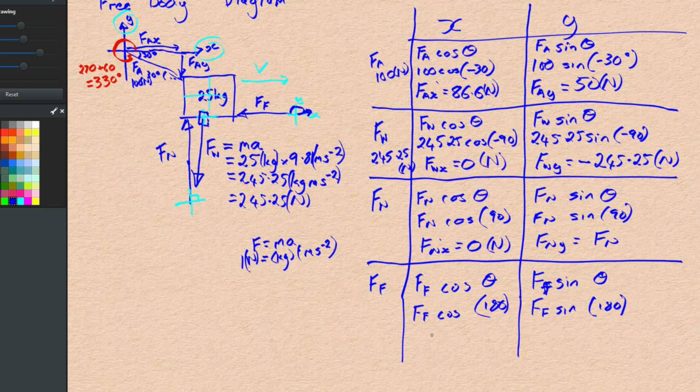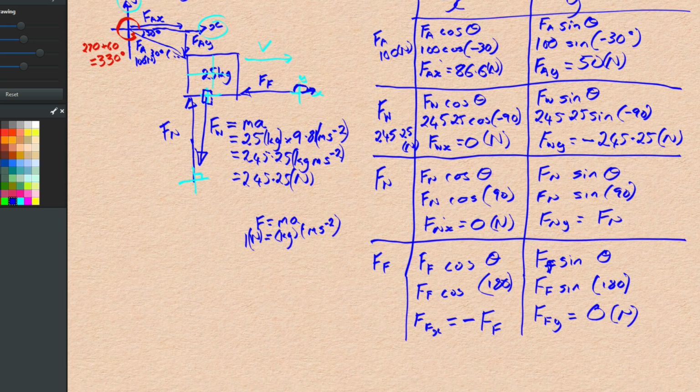So I can't work out what the absolute answer is, but I can simplify this part down to a number, which simplifies down to -1. So my friction force in the x direction is equal to minus the size of my friction force. And my friction force in the y direction is equal to sine of 180, which should be 0, so it's just equal to 0. Now I can do the sums if I find a spot.